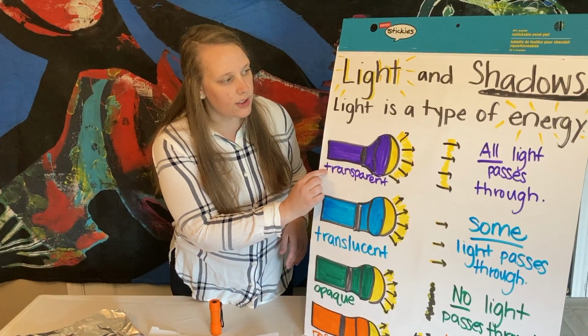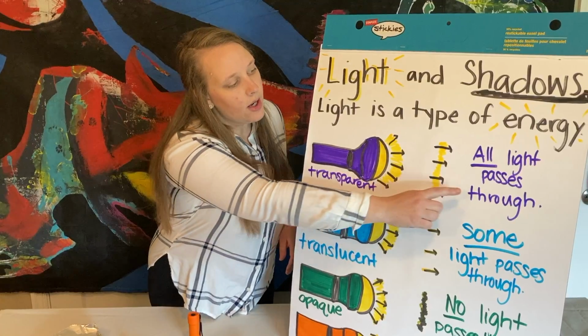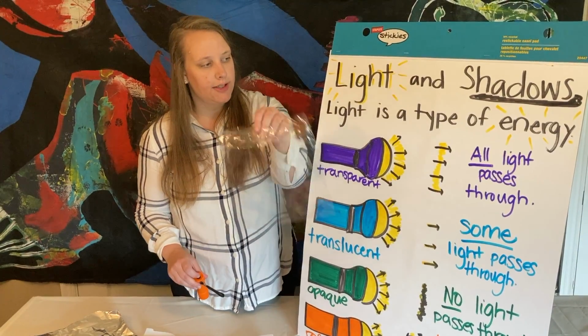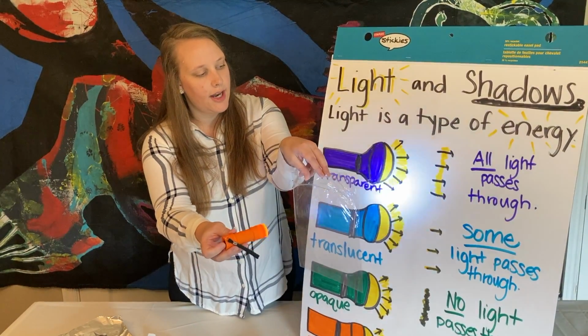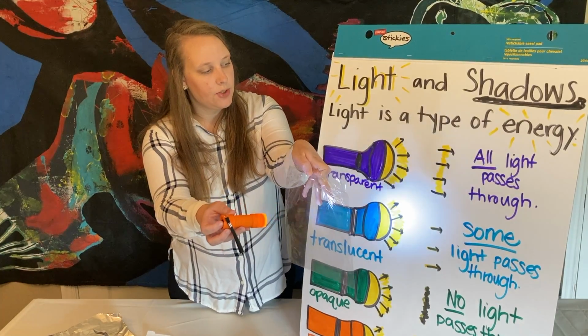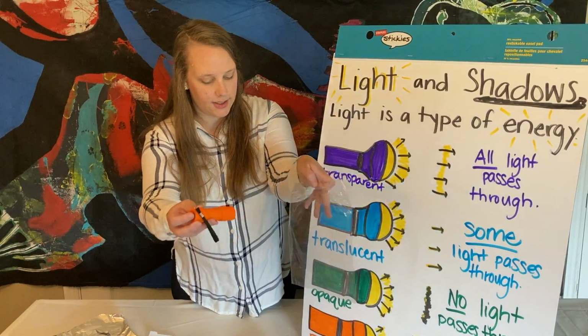So our first one we're going to talk about is a transparent object. A transparent object is something that all light can pass through. This object is transparent. All light can pass through it. When I shine a flashlight on it, I can see all of that light come through, and any detailed objects like my fingers, I can see through this object.